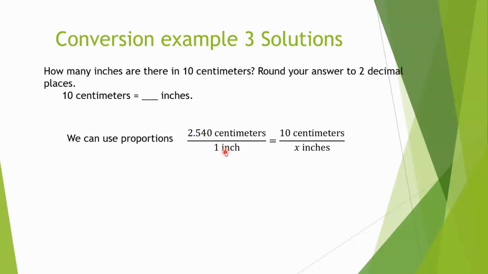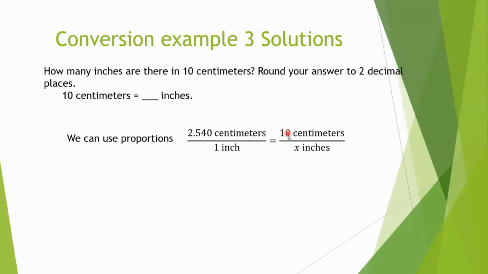So we have a unit rate here. So that's one rate describing the conversion. Here's another one where x is the number of unknown inches. But they're both equal to each other, mostly because they both deal with the same conversion. So we want to figure out what x is.